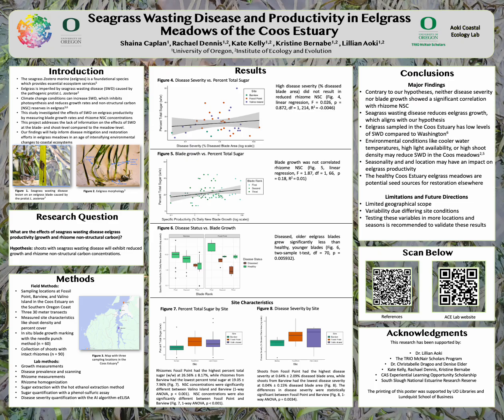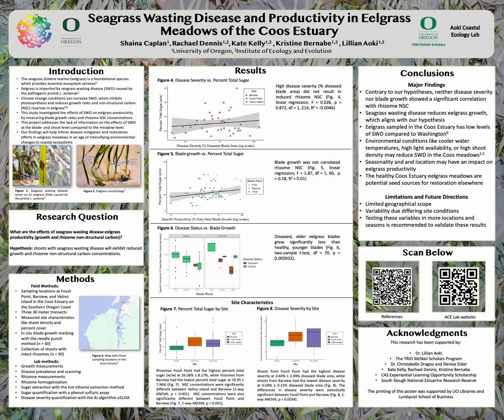At Fossil Point and Barview, we marked shoots for growth using the needle punch method, which involves inserting a needle through the lower part of the outer sheath of the eelgrass shoot, which allowed us to later measure blade growth beneath the needle scar. Also, we collected shoots with intact rhizomes at all 3 sites. These were the same shoots we marked for growth at Fossil Point and Barview.